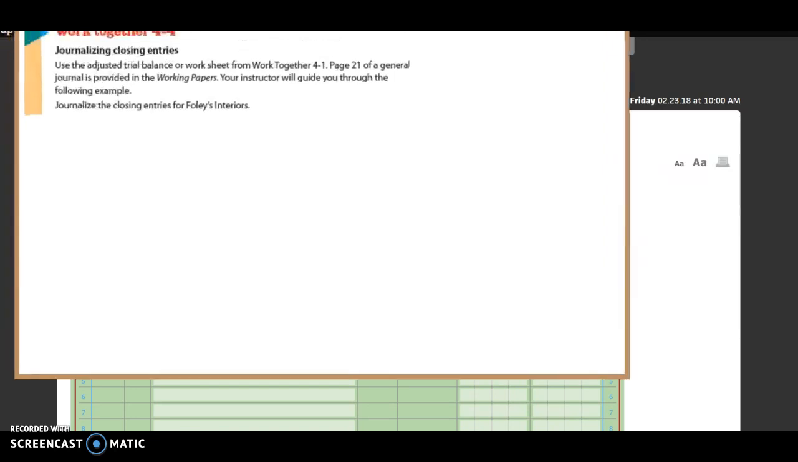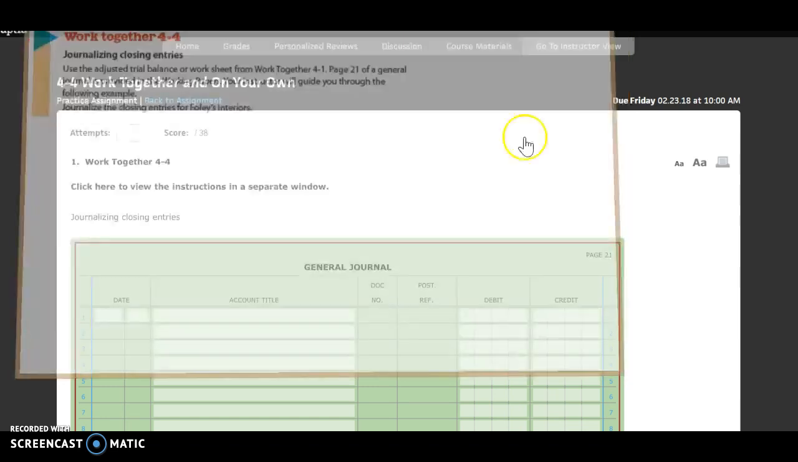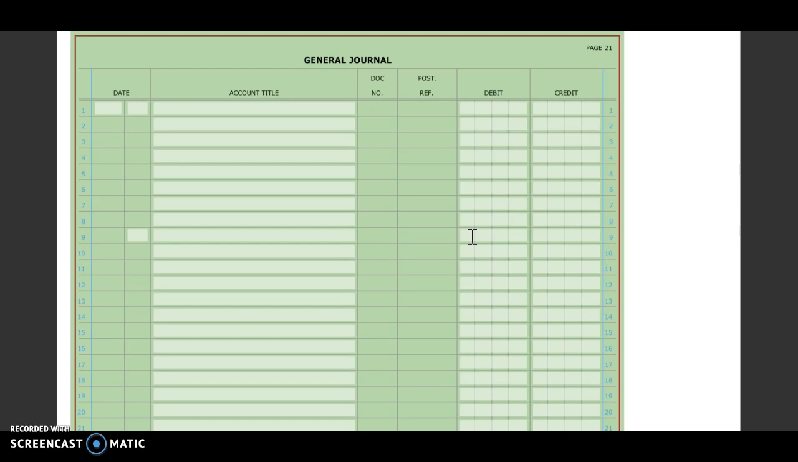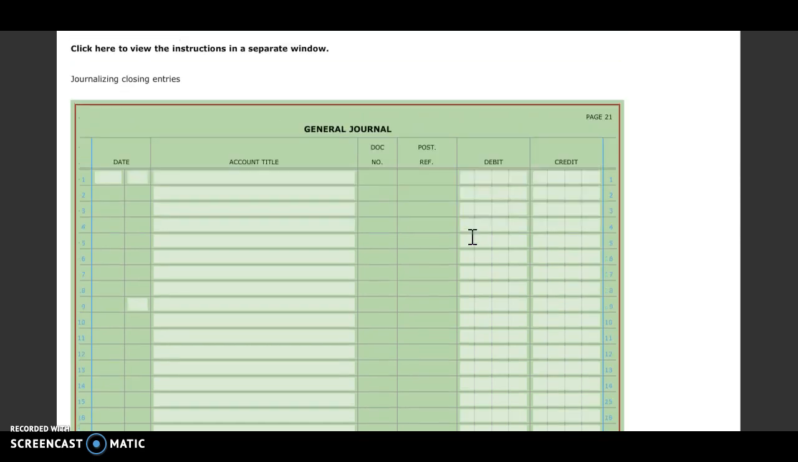My instructions say use the adjusted trial balance or worksheet from Work Together 4.1. Page 21 of a general journal is provided in the working pages. I will guide you through the following example. Journalize the closing entries for Foley's Interiors. Okay, so all we're doing is our journal entries to close our temporary accounts.